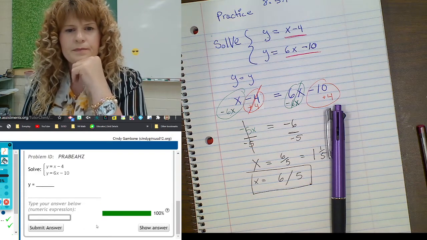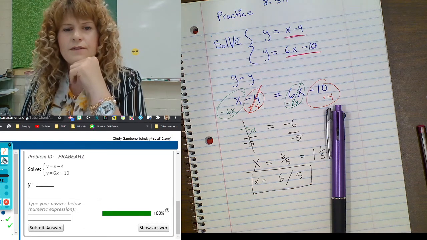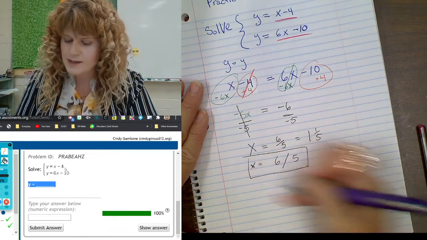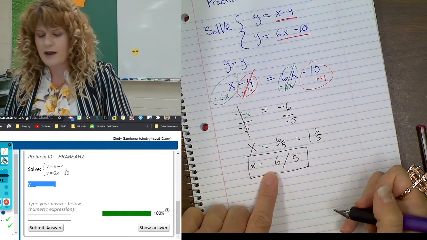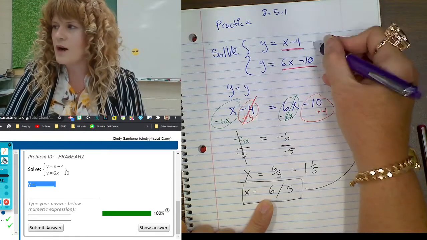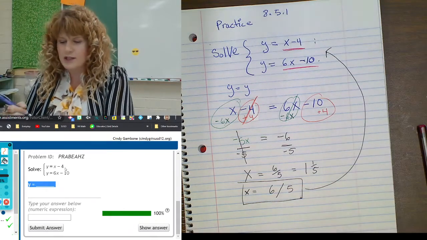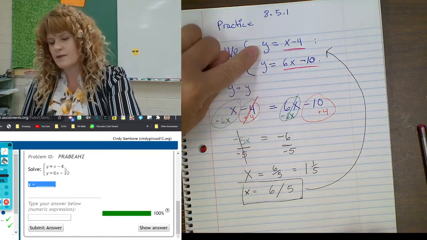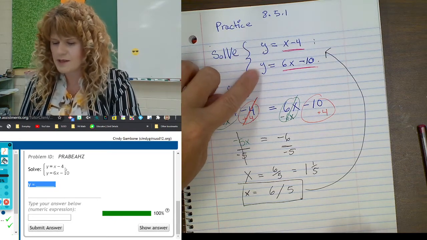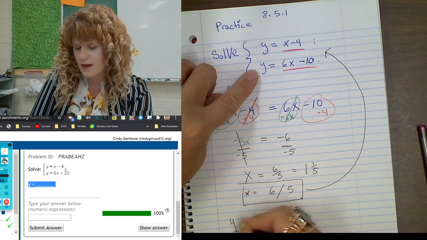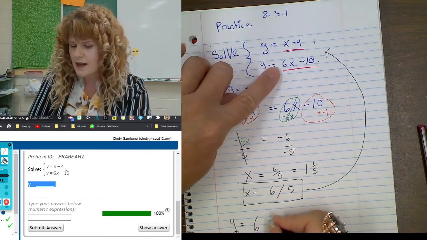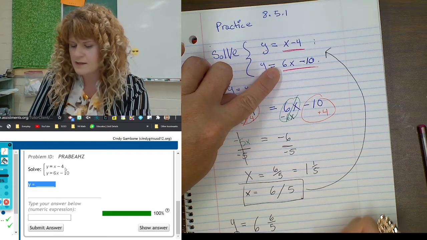Next problem. Now they say solve for y in this. So you have to know what to do. You substitute your value of x back into either one of these original equations. I think the first equation, no, I think the second equation looks easier, actually. I'll show you why. So substitute in your value for x, and this is 6 times x, which is 6/5.